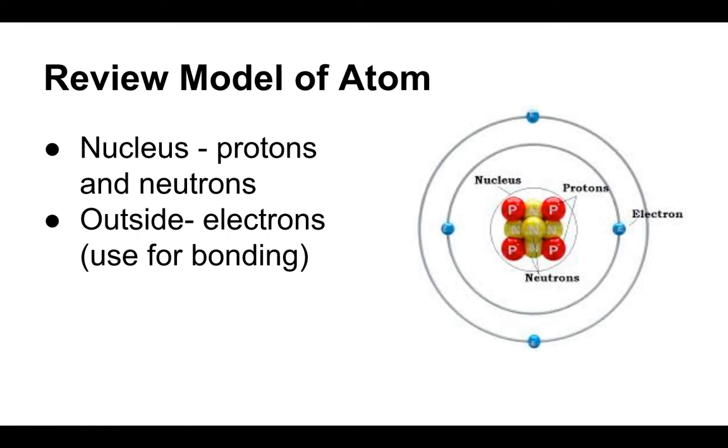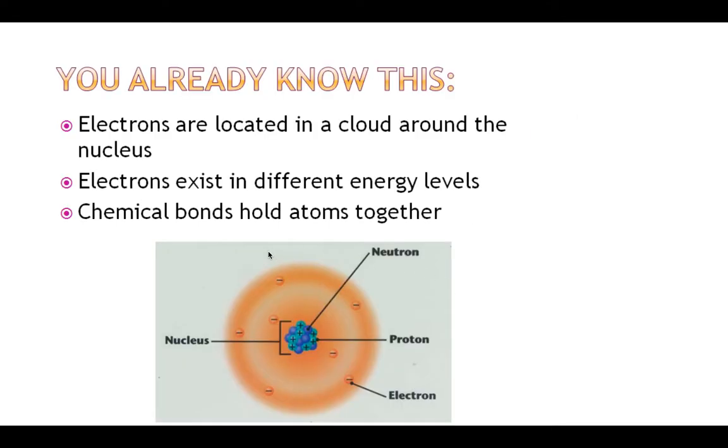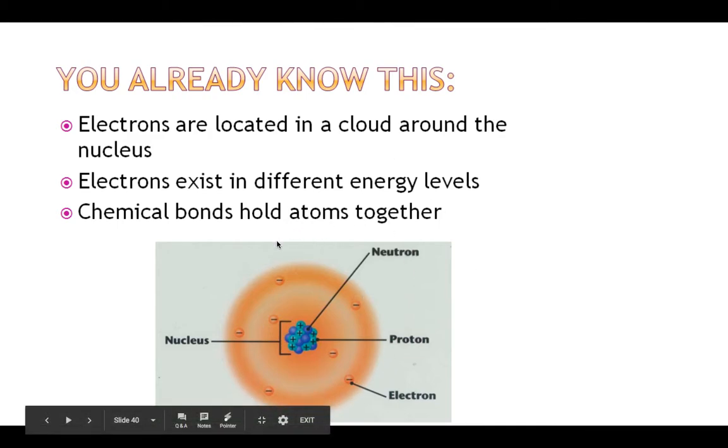How exciting! Before we begin, let's review the model of the atom. As you guys know, an atom has a nucleus, which contains protons and neutrons, and the nucleus is surrounded by electrons and empty space. You guys already know that electrons are located in a cloud around the nucleus. But, like Bohr said, electrons exist in different energy levels within that cloud.